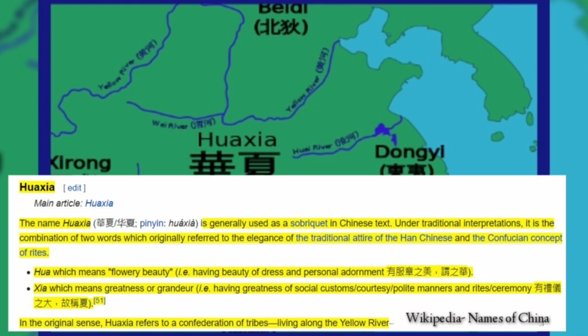Under traditional interpretations, it is the combination of two words, which originally referred to the elegance of the traditional attire of the Han Chinese and the Confucian concept of rites. Hua means flowery beauty, having beauty of dress and personal adornment, and Xia means greatness or grandeur, having greatness of social customs, courtesy, polite manners, and rites, ceremony. In the original sense, Huaxia refers to a confederation of tribes living along the Yellow River. Wikipedia, Names of China.